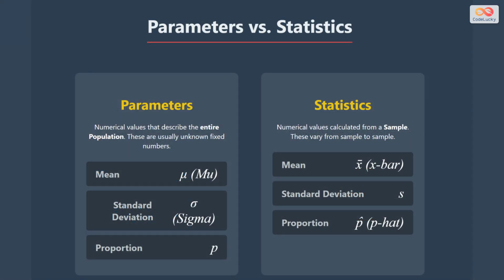In statistics, we use specific language to distinguish between the two. Numerical values that describe the population are called parameters. These are fixed, true values, often unknown to us. We use Greek letters like mu for the mean and sigma for the standard deviation. Conversely, values calculated from our sample are called statistics. These vary depending on who is in the sample. We use symbols like x bar for the sample mean and s for the sample standard deviation.